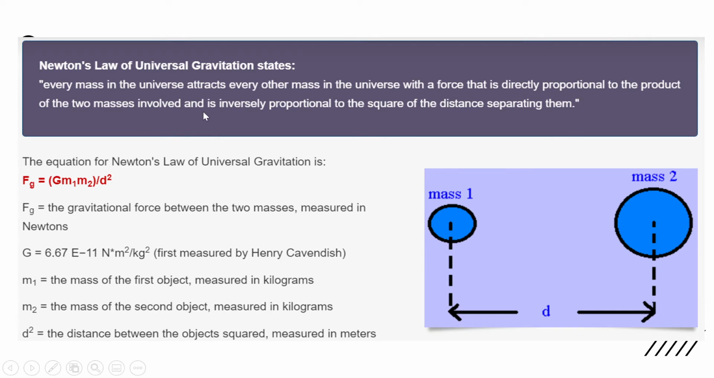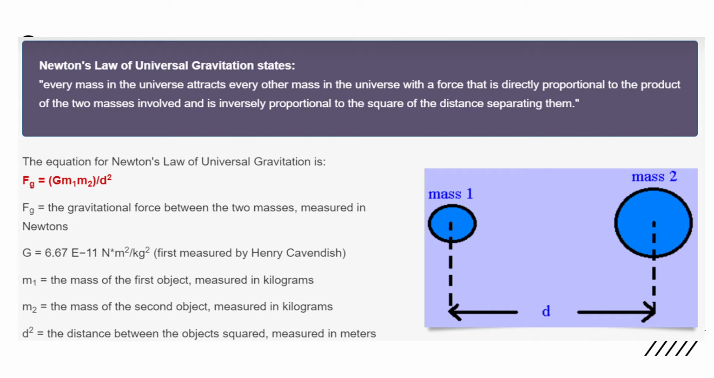And let's analyze the last part: it's inversely proportional to the square of the distance separating them. So the farther away both objects are placed from each other, the smaller the gravitational pull will be. A smaller distance will translate into a higher gravitational pull, and a higher distance will translate into a smaller gravitational pull. That is why it is inversely proportional. While one of the values increases, the other one is going to decrease.